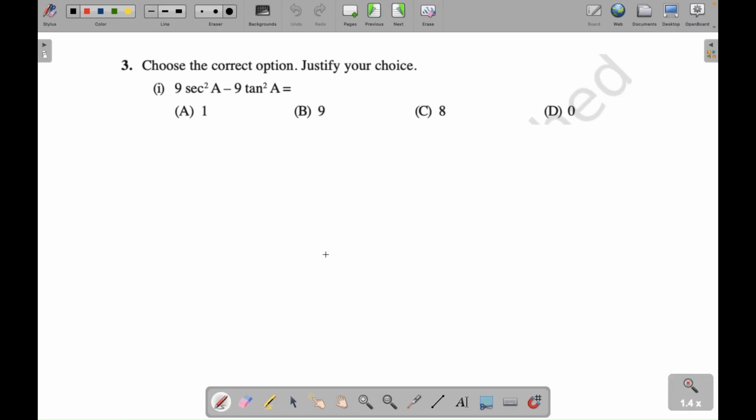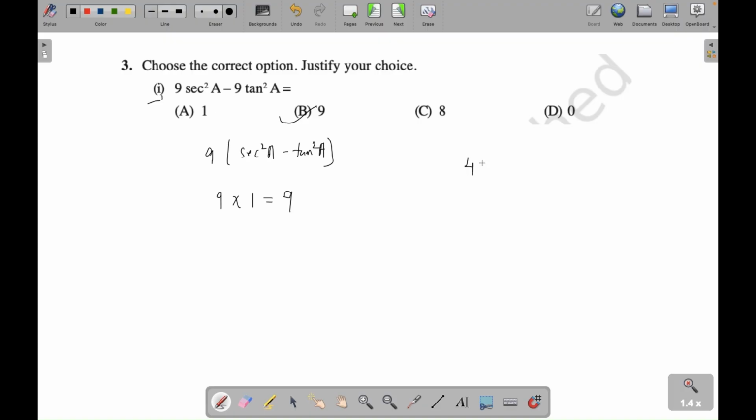Choose the correct option. Justify your choice. See, MCQs in trigonometry are the simplest when you are given such angles. What you do is just substitute any value. First thing is if you are able to solve it using some identity, because for example, this is very simple to solve. You can just write 9 and then sec square A minus tan square A. So 9 times, we know this is equal to 1. So 9 times 1 becomes 9. So you'll be able to solve in 2 or 3 seconds. If you are not able to find that approach, if you're not able to simplify it, just substitute any angle.